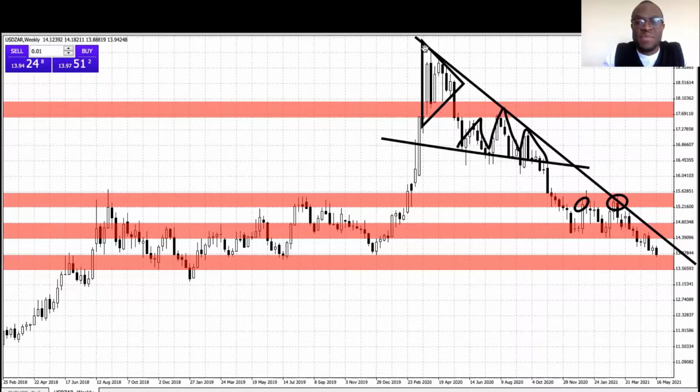On the weekly time frame, I have maintained the structures that we had before, this symmetrical triangle and the head and shoulder pattern, as well as the double top that was formed after the price broke this 15.1600 level, and the general trend line. So what I'm expecting is a bearish move. This is what I'm expecting the most.